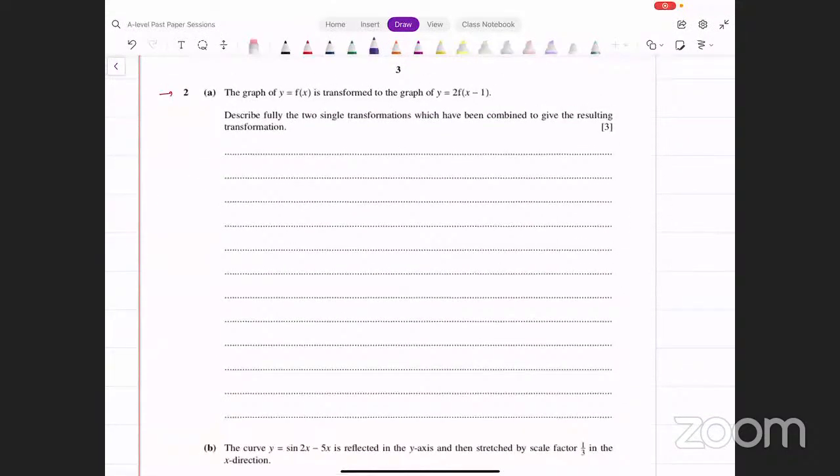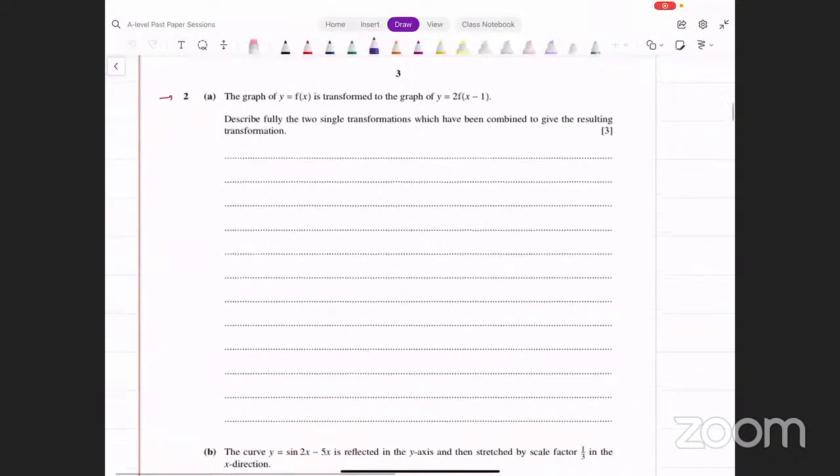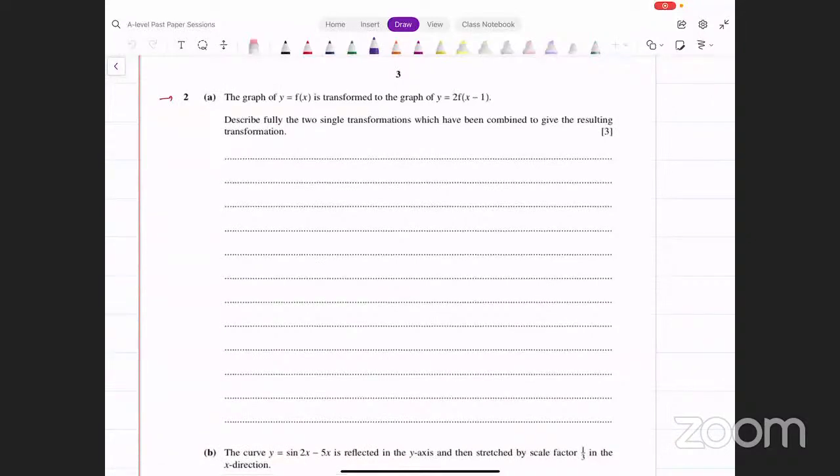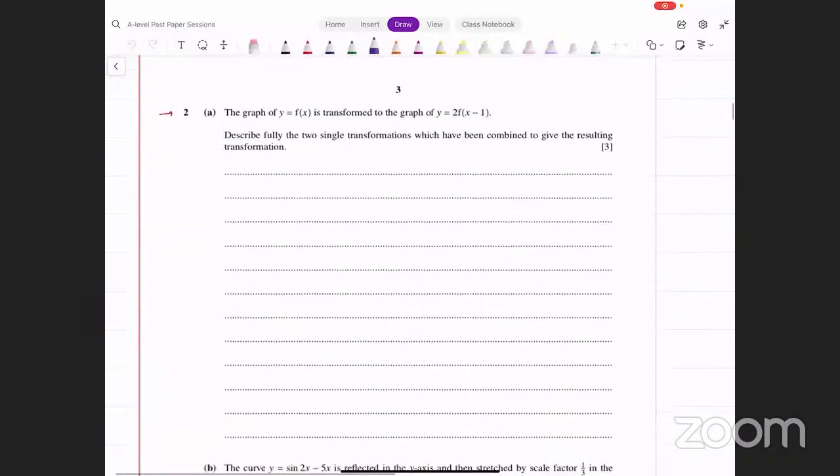We've got this graph that's the graph of y equals f of x. This is transformed to the graph of y equals 2 times f of x minus 1. Describe fully the two single transformations that have been combined to give the resultant transformation. Now, if you look at this, there is a vertical transformation. Up 2 se multiply karo, so that's vertical. So basically, whatever is happening outside the function, that's vertical. Whatever is happening inside the function, that is horizontal.